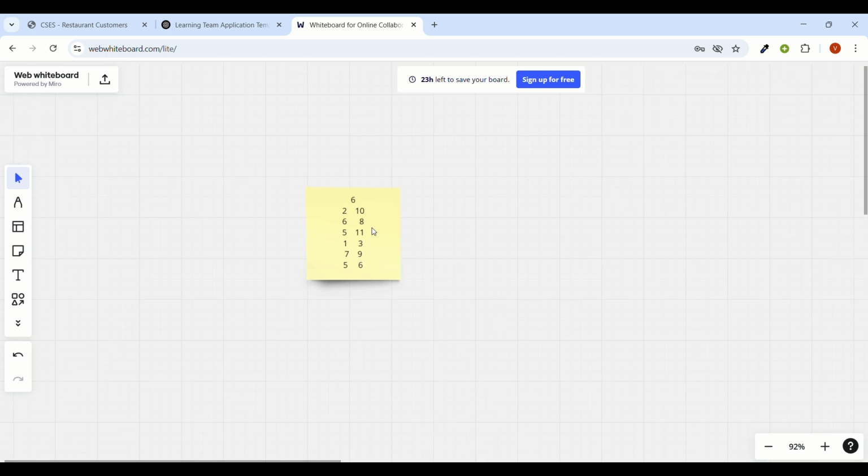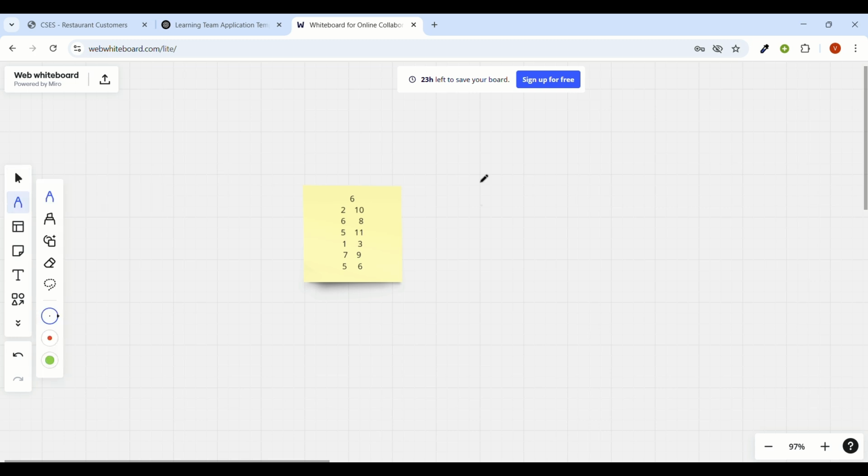So if there are 6 customers, the first arrived at 2 and left at 10. Then the second customer arrived at 6 and left at 8. Then the third customer arrived at 5 and left at 11.